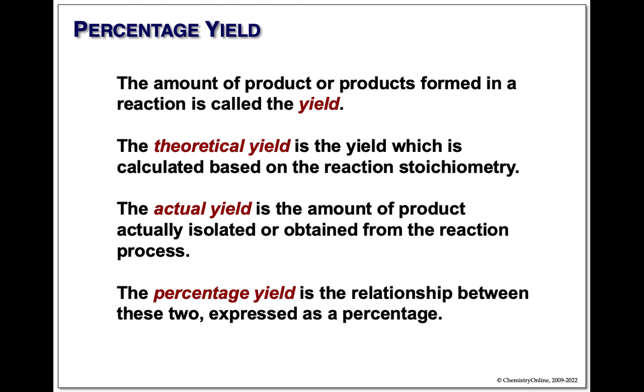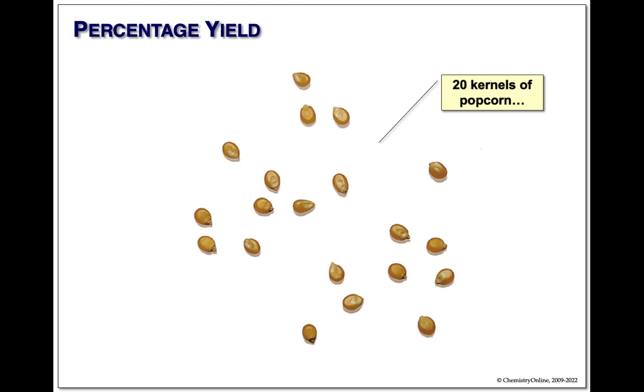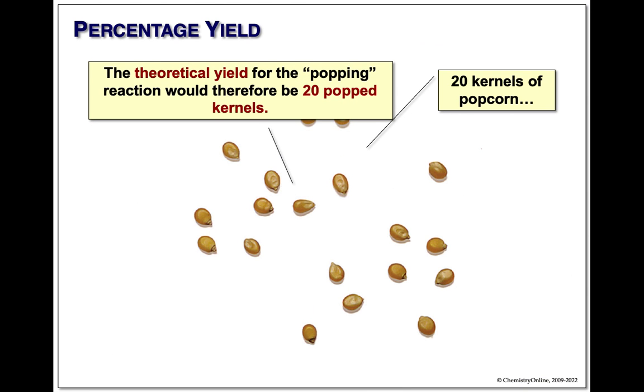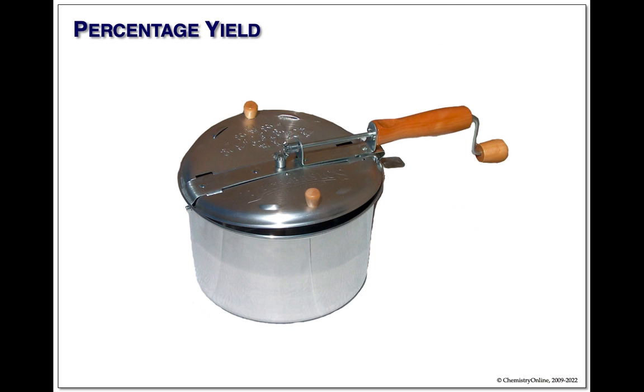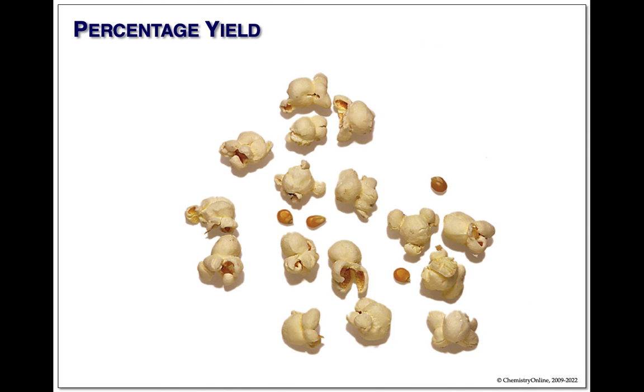So, whenever you think of percent yield, think of popcorn. So we've done gloves and popcorn now. Here we have 20 kernels of popcorn, right? We're going to put these in our little container, and we're going to pop them. Now we're done. Take it, dump it out, and here's what we get.